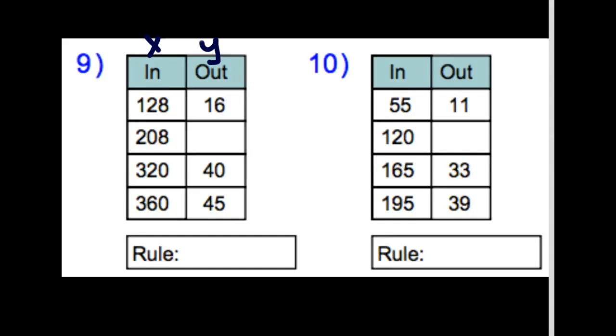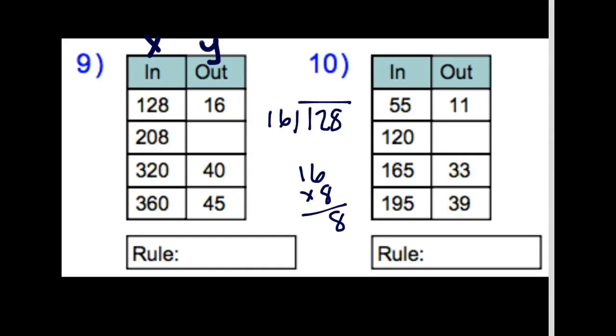In order to figure out the rule, I'm going to divide 128 by 16 to see what I get. So basically I need to see how many times 16 can go into 128. So I'm going to start multiplying. Start with 16 times 8.